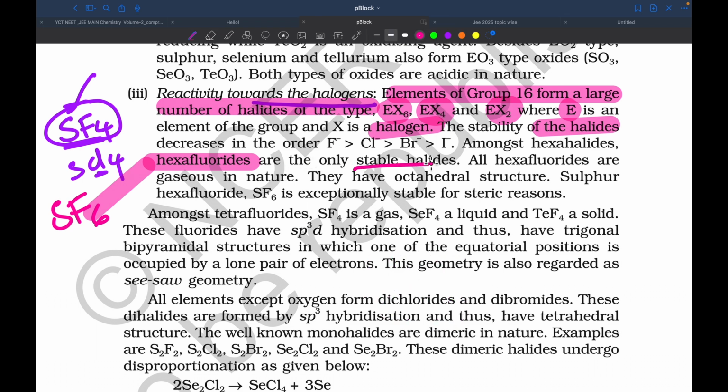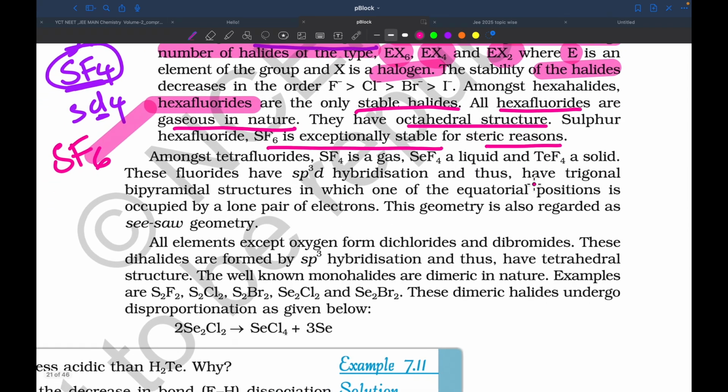Are only stable. All hexafluorides are gases in nature. They have octahedral structure. Sulfur hexafluoride is exceptionally stable for steric reasons. So this is about halides, and a few more points are also mentioned here.